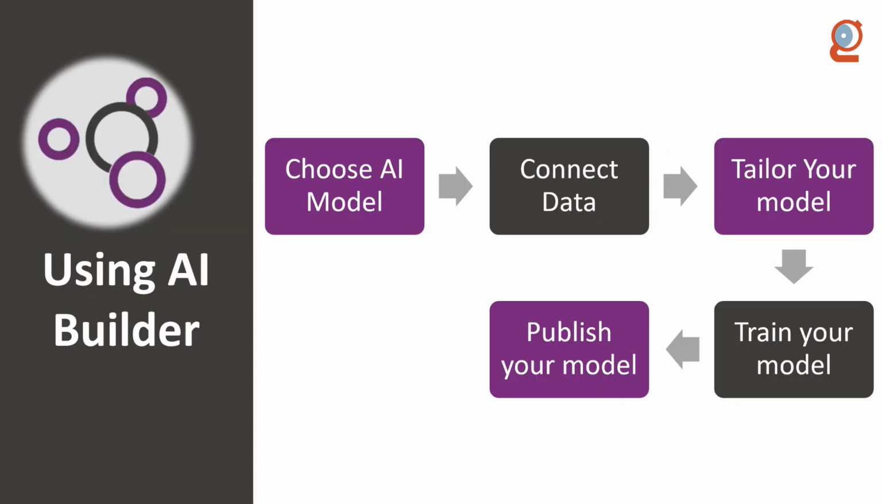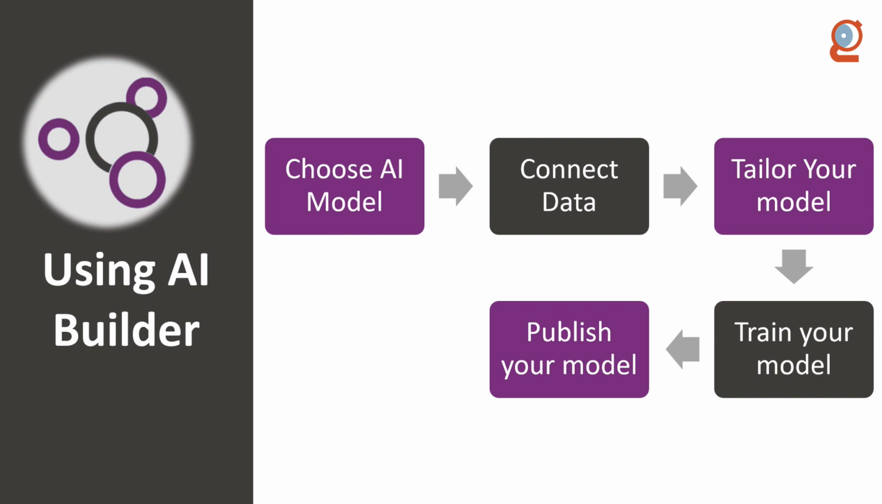So using the AI Builder, what you just need to do is choose your AI model. So what do you want your business to achieve? For instance, you want to translate text, then that's it. You also want to extract business card information. You want a custom model, that's it. So first of all, you choose your AI model. Second, you connect to your data.